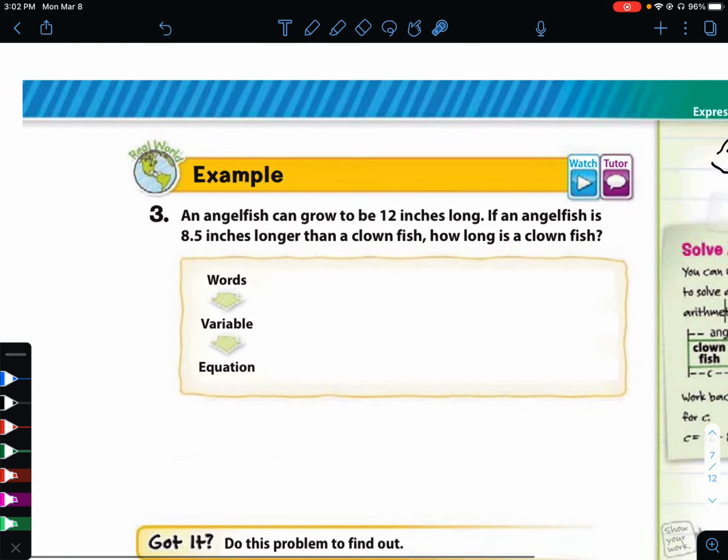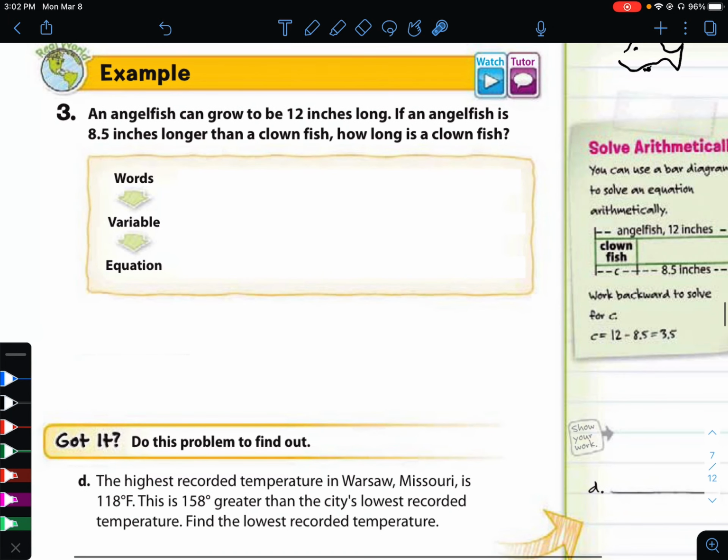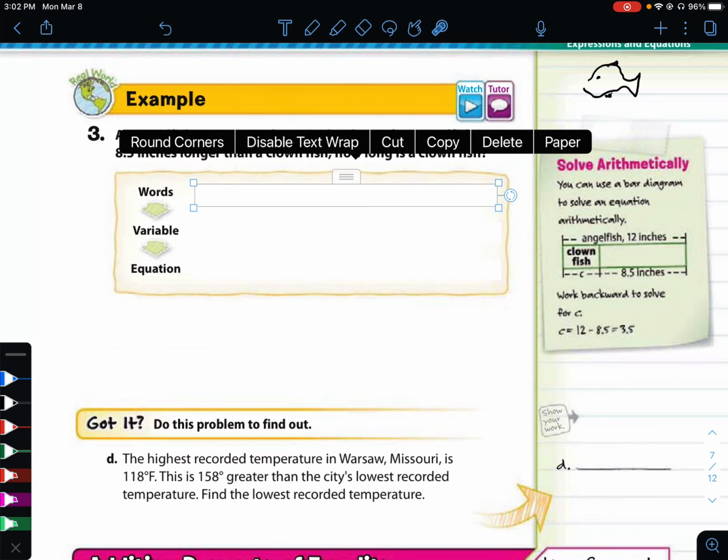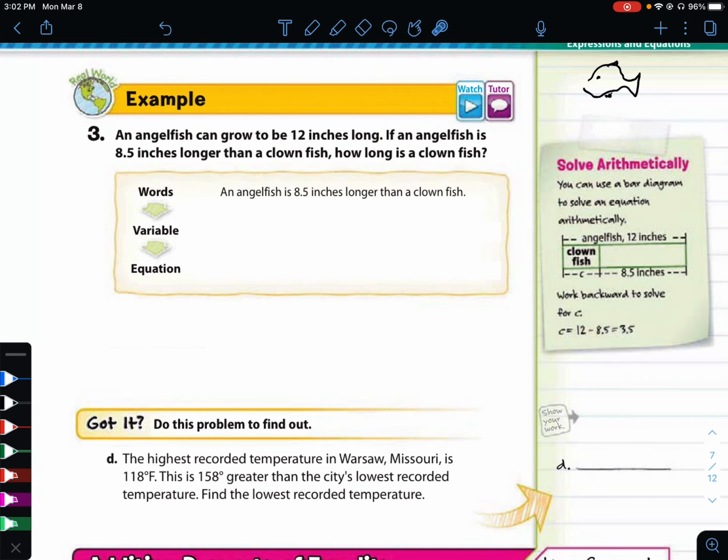Okay. Example number 3. An anglerfish can grow to be 12 inches long. If an anglerfish is 8.5 inches longer than a clownfish, how long is the clownfish? So let's take a look at the words. We know that an anglerfish is 8.5 inches longer than a clownfish.